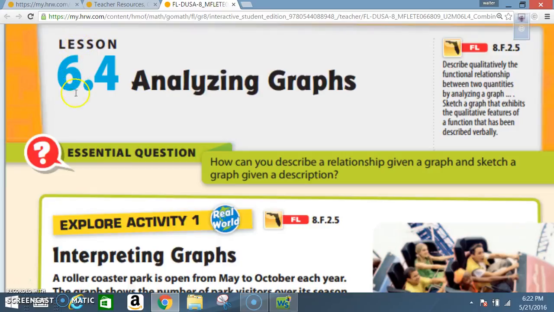Okay, class, today we're in lesson 6.4, Analyzing Graphs. Please write down the section number and title as you head your notes. Essential question: how can you describe a relationship given a graph and sketch a graph given a description?